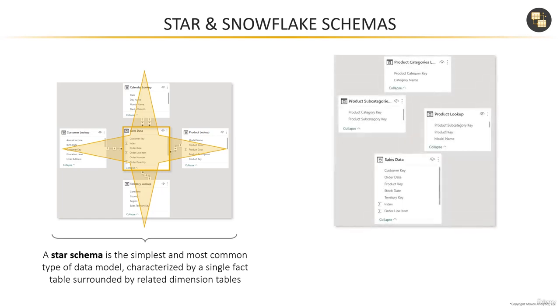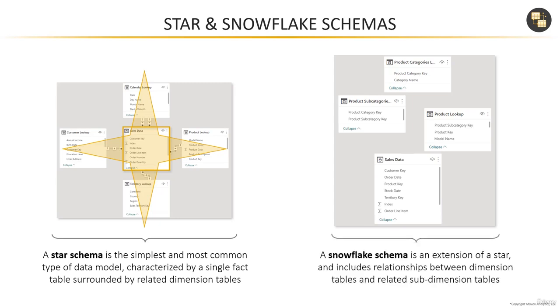Now imagine something that looks like this. You have that same familiar sales data table, but now we have three different kinds of related dimension or lookup tables. We've got a product lookup, a product subcategory lookup, and a product category lookup. And if you look closely, you may notice that we don't have the fields that we need to connect sales data to each of these lookups individually, like we would with a classic star schema. So what we'll need to create here is something known as a snowflake schema.